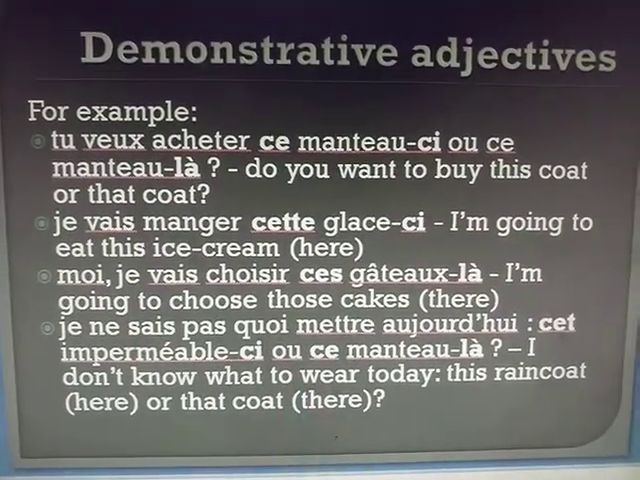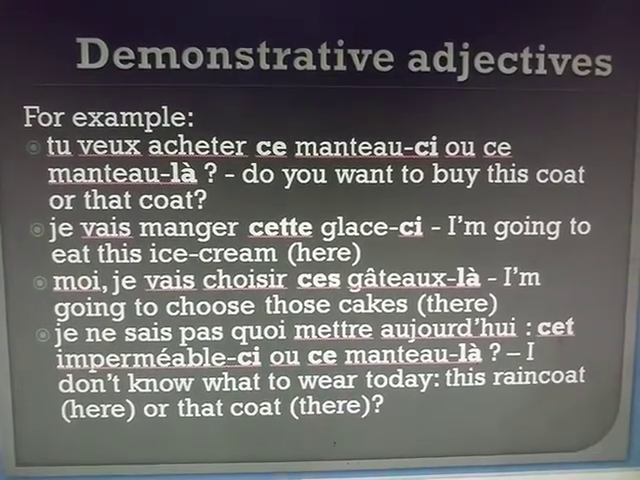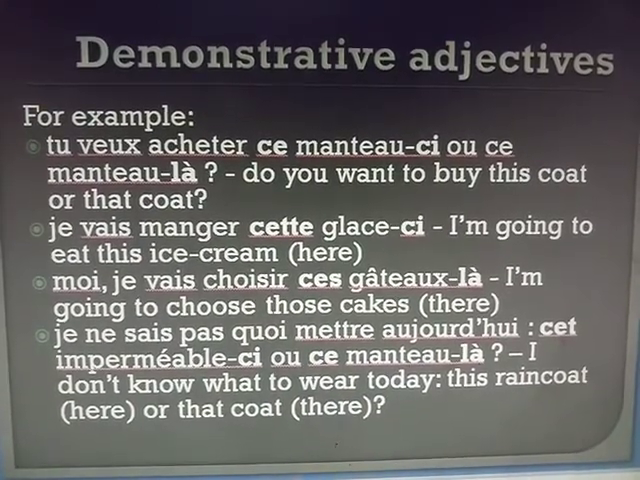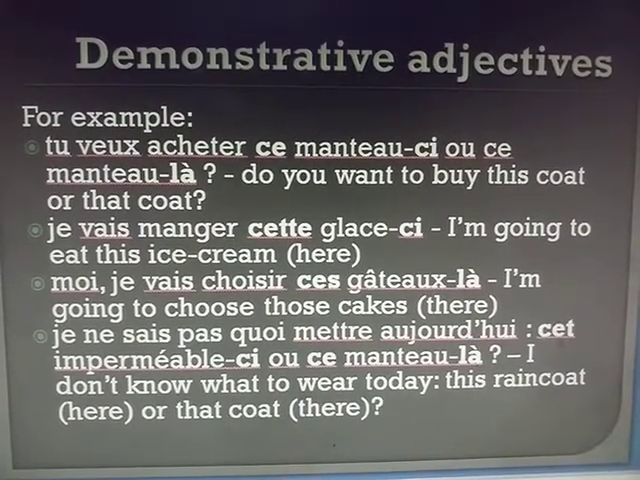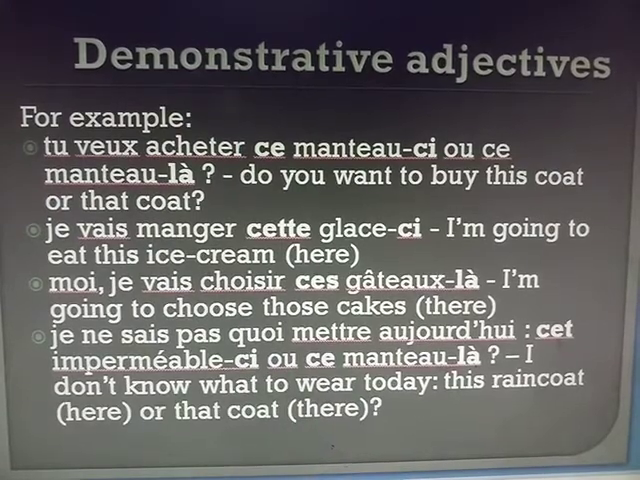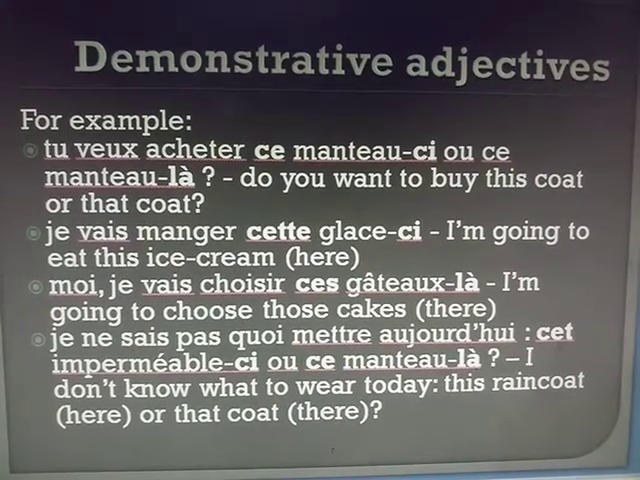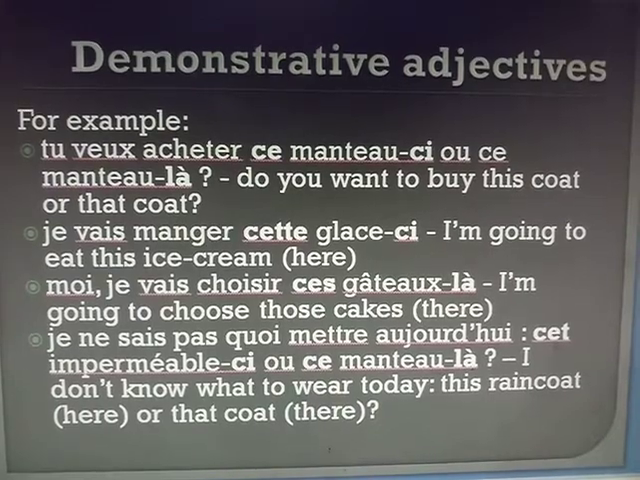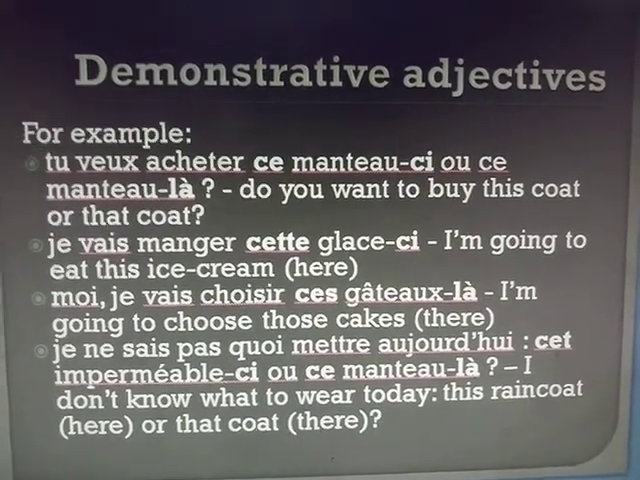Je vais manger cette glace-ci. I'm going to eat this ice cream. Moi, je vais choisir ces gâteaux-là. I am going to choose those cakes. Je ne sais pas quoi mettre aujourd'hui. Cet imperméable-ci ou ce manteau-là. I don't know what to wear today. This raincoat or that coat.